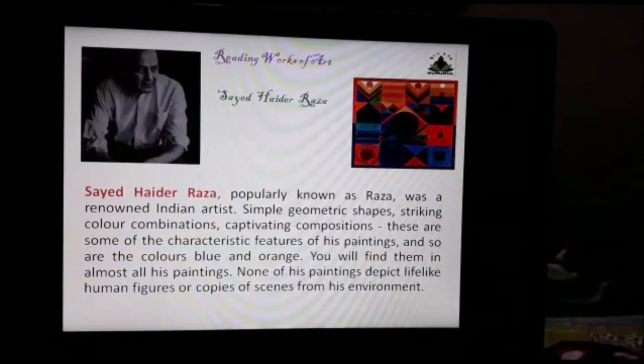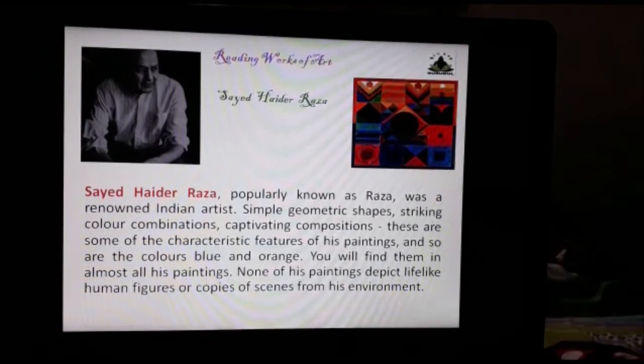Syed Haider Raza, popularly known as Raza, was a renowned Indian artist. Renowned means very famous, children. Simple geometric shapes, striking color combinations, captivating compositions. These are some of the characteristic features of his paintings. And so are the colors blue and orange. You will find them in almost all his paintings. None of his paintings depict lifelike human figures or copies of scenes from the environment.